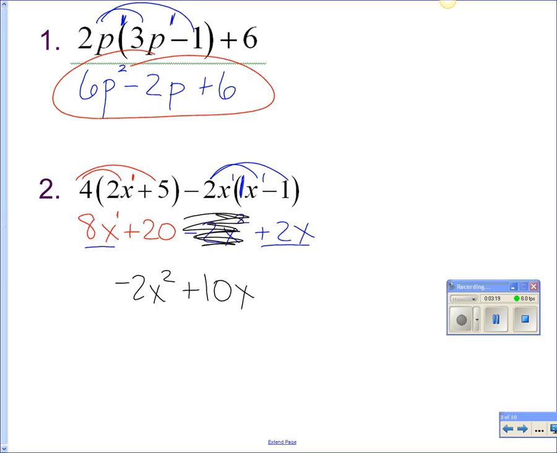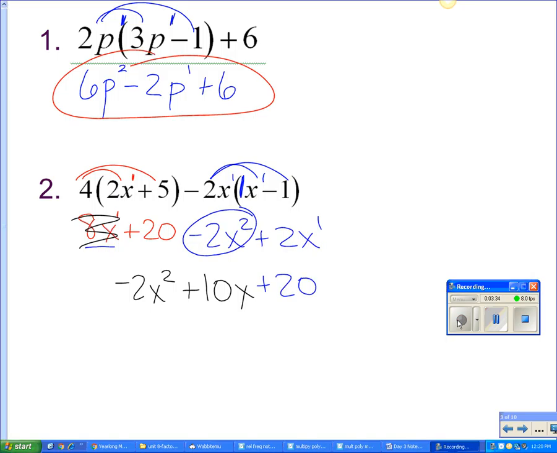10x in the middle. Wait, can't do that. That one doesn't have an x on it. What is it when there's not one? One. At the end, rather than plus 20. Okay. All right, other questions?